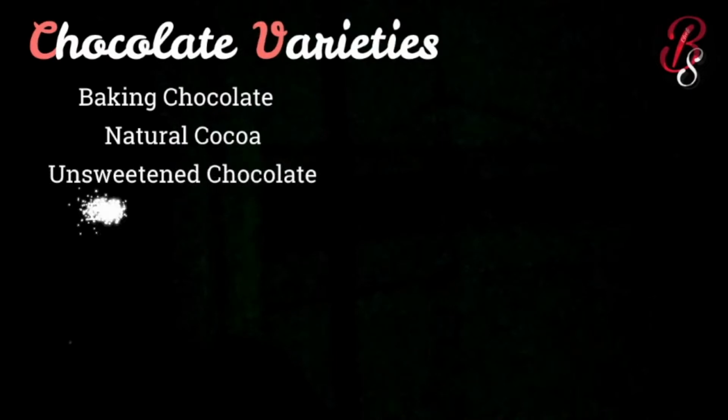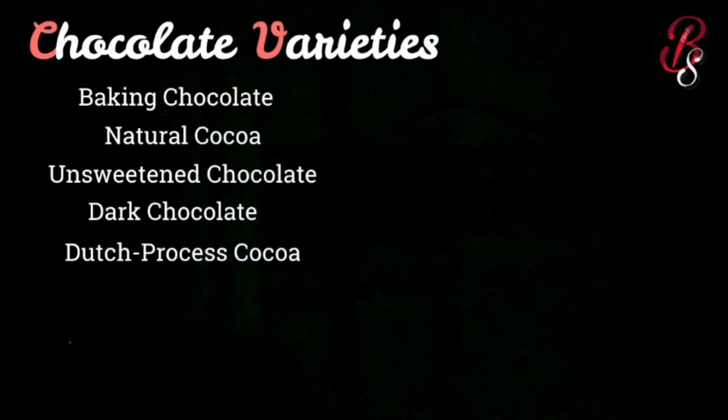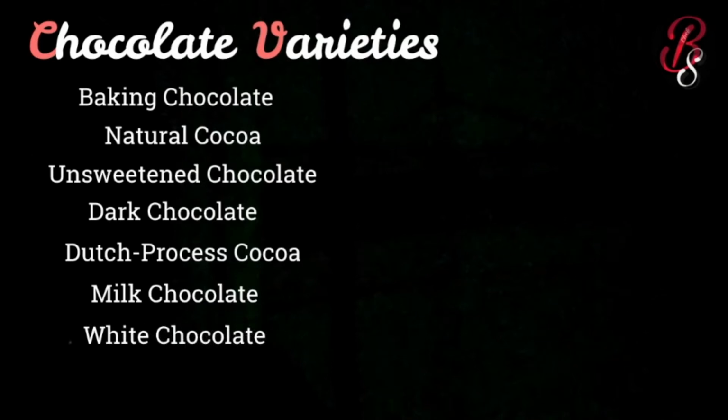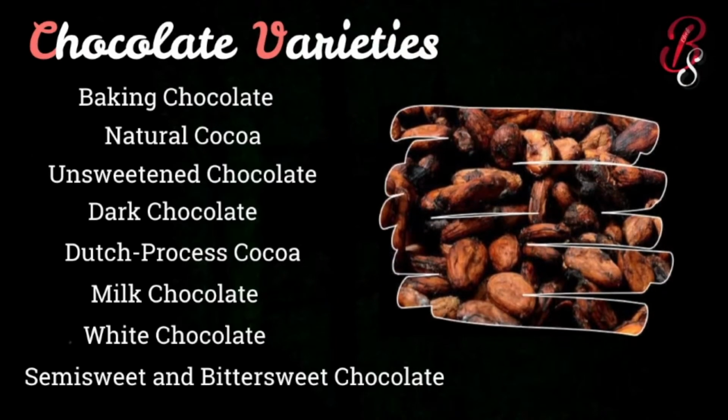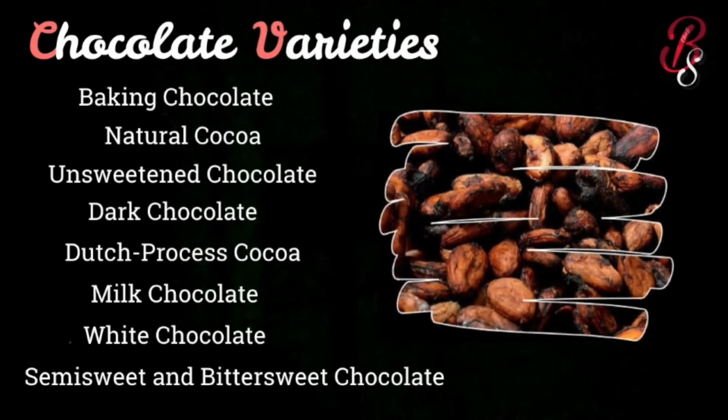Let's figure it out. Number one, we have baking chocolate, then natural cocoa, then unsweetened chocolate, then dark chocolate, then Dutch processed cocoa, then milk chocolate, white chocolate, and last but not least, semi-sweet and bittersweet chocolate. And this is how it looks. Check it out, this is exactly what the cocoa beans look like. These are very bitter, as I said, so we have to go through a process to bring it to chocolate form.